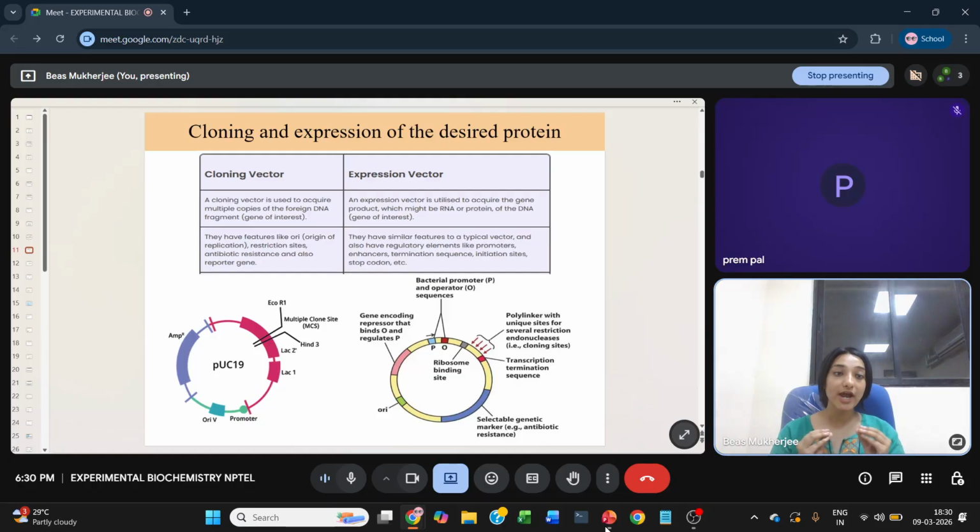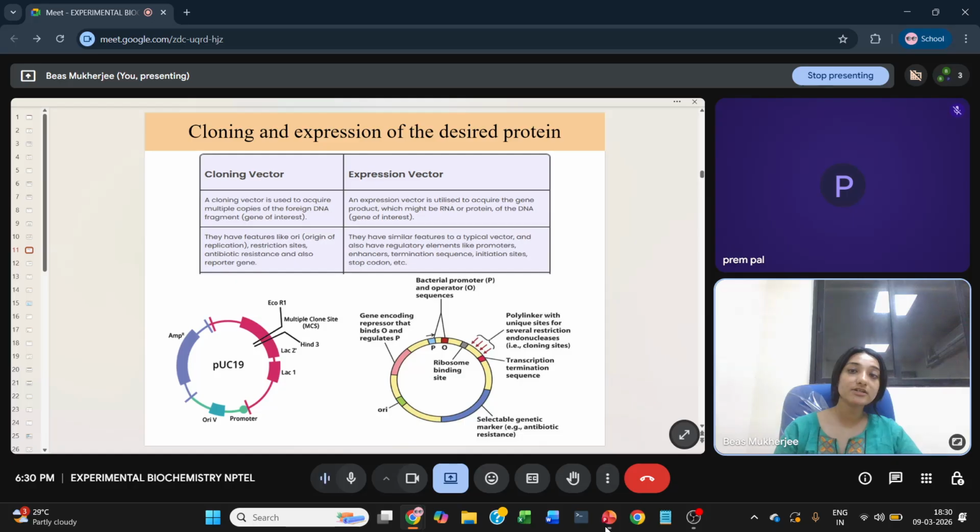Now we will look at each of these steps of protein purification in detail. So we'll start with the vector, the vector in which you're inserting your gene of interest. Now vectors are of two different types. One is the cloning vector, the other one is the expression vector. So what is the difference between the two of them?